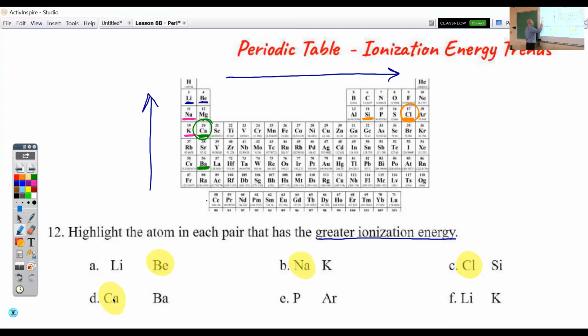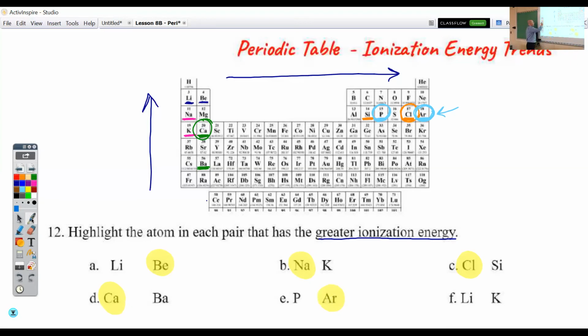The next one that we're going to look at is phosphorus and argon. So here's phosphorus, I'm circling it in blue here, and here's argon. Argon is further toward the right side, so it will have the higher ionization energy.